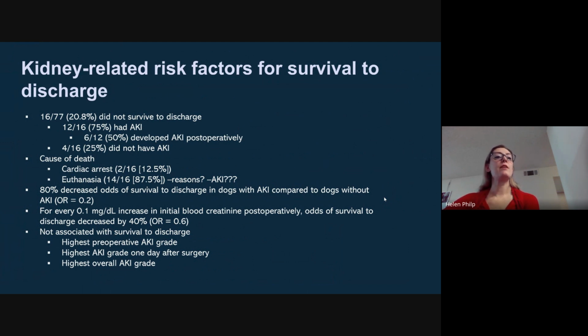And they also found for every 0.1 mg per deciliter increase in initial blood creatinine postoperatively, odds of survival to discharge decreased by 40%, so an odds ratio of 0.6. And then findings that were not associated with survival to discharge: the highest preoperative AKI grade, the highest AKI grade 1 day post-surgery, and the highest overall AKI grade. None of those were associated with survival.